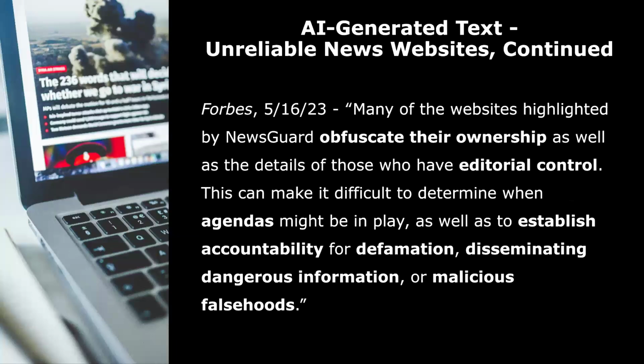A May 16, 2023 article from Forbes elaborated further on the risks posed by these unreliable news sites, stating that, quote, many of the websites highlighted by NewsGuard obfuscate their ownership as well as the details of those who have editorial control. This can make it difficult to determine when agendas might be in play, as well as to establish accountability for defamation, disseminating dangerous information, or malicious falsehoods, end quote.